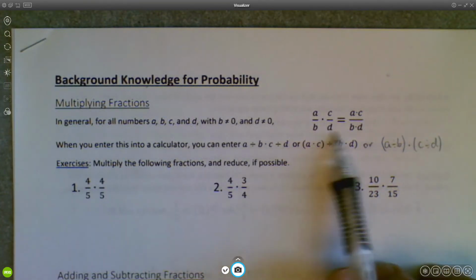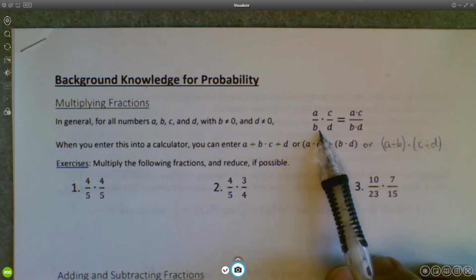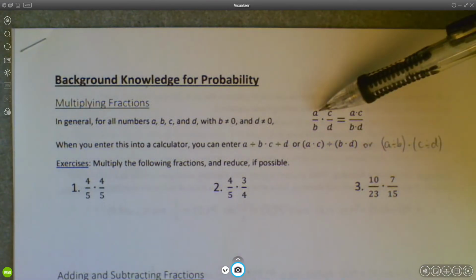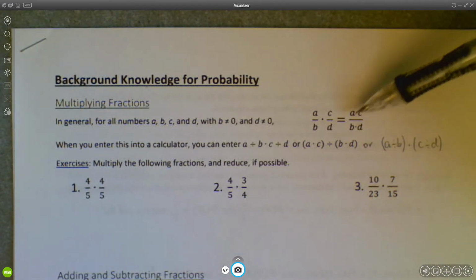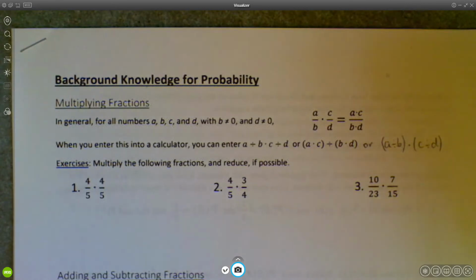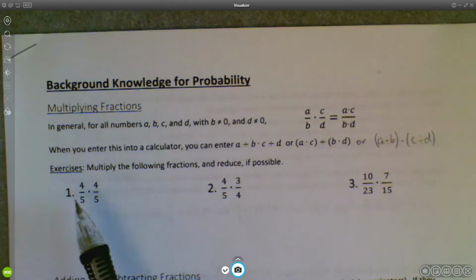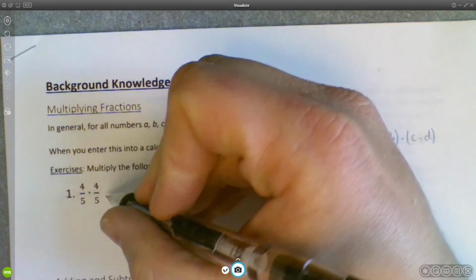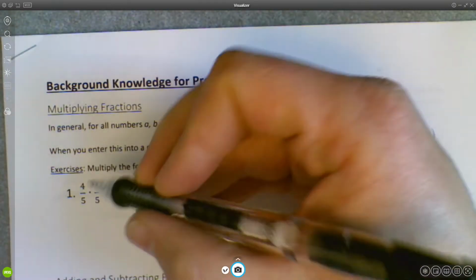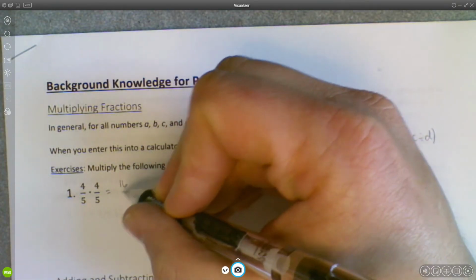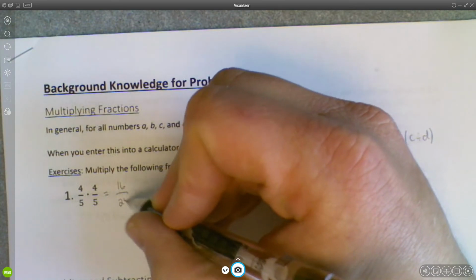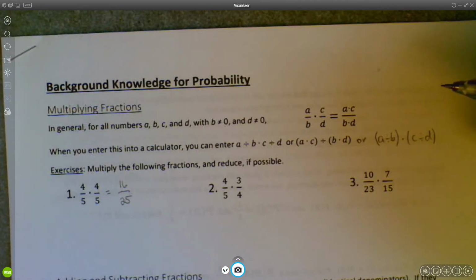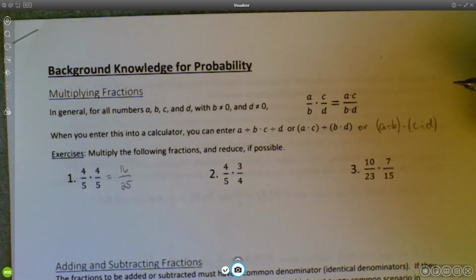If you have two fractions, even if they have different denominators, and you want to multiply them together, all you have to do is multiply straight across. You multiply numerators with numerators and denominators with denominators. So it's really easy. For example, if you had 4 over 5 times 4 over 5, you just multiply straight across. 4 times 4 is 16. 5 times 5 is 25. And I don't believe that reduces, so that's as far as that one goes.